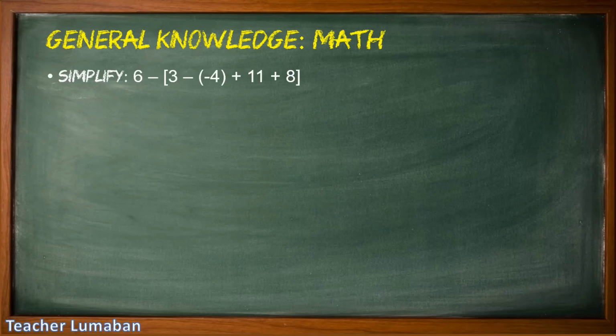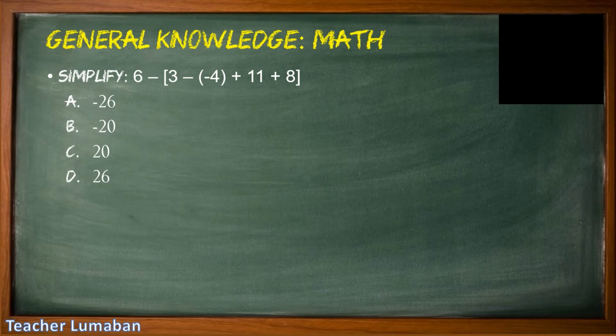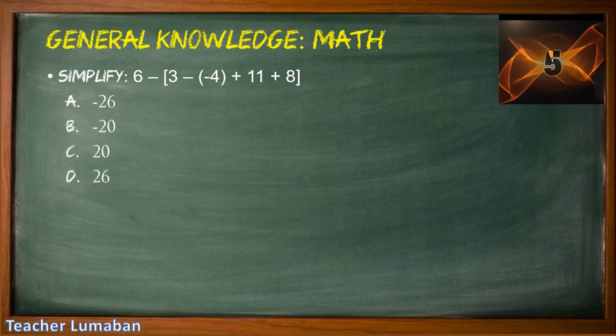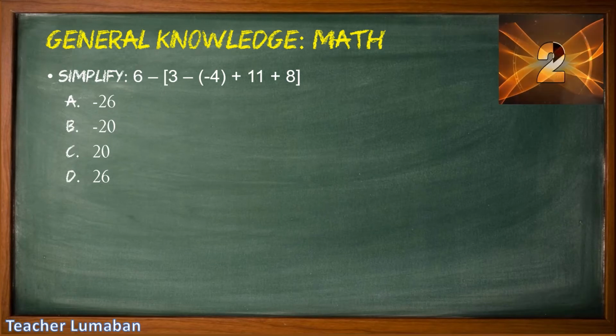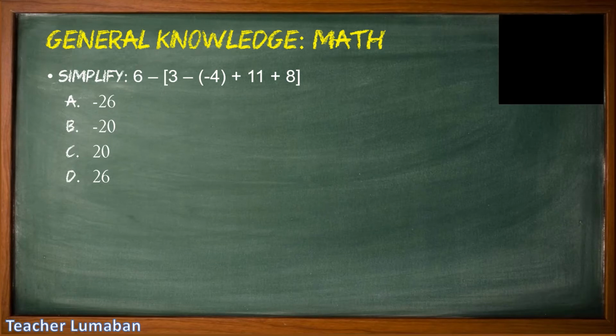Simplify 6 minus 3 minus (negative 4) plus 11 plus 8. Letter A, negative 26. Letter B, negative 20. Letter C, 20. Letter D, 26.